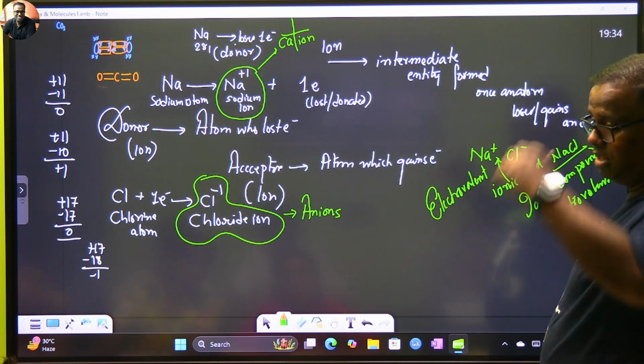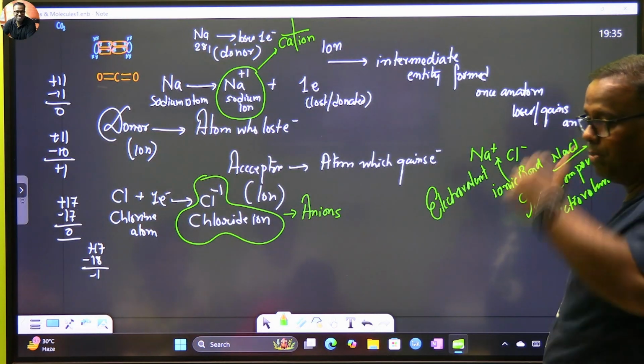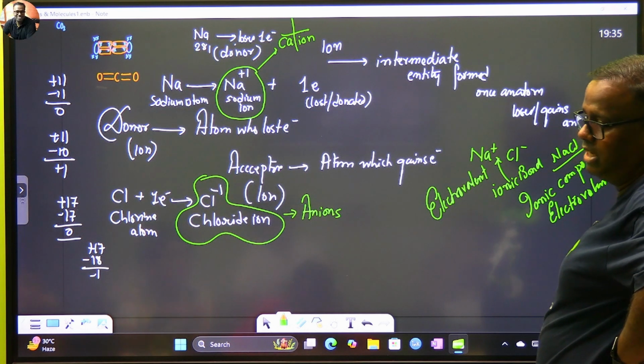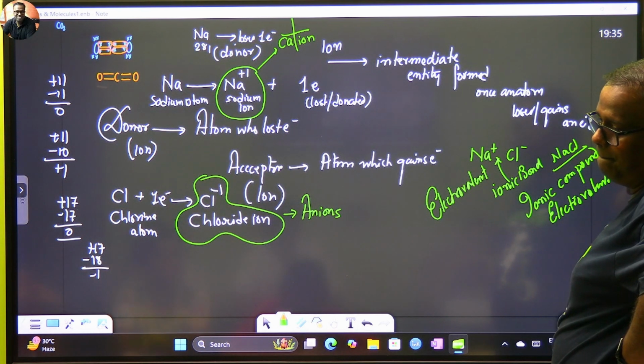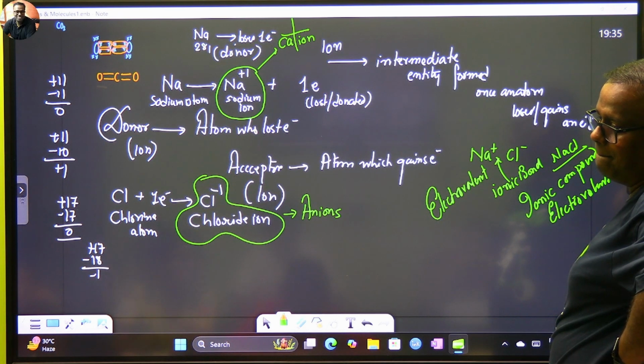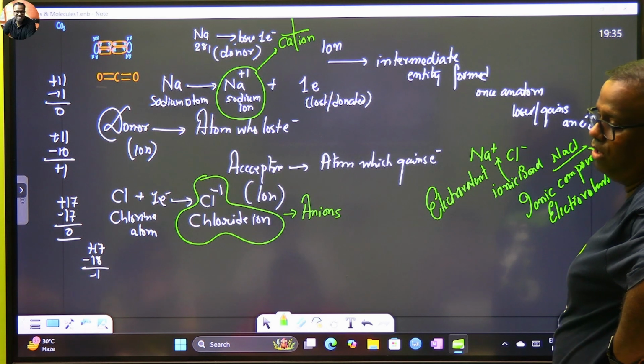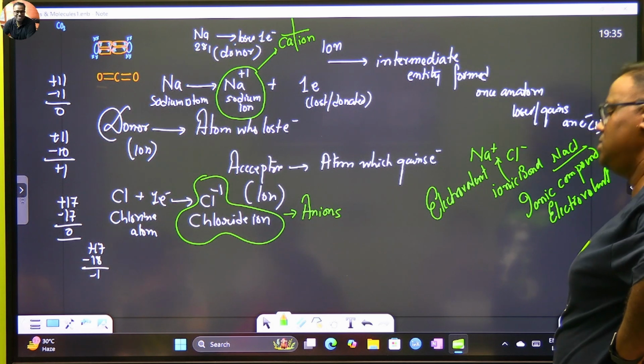Electrovalent compound. So in NaCl, Na is the positive ion, Cl is the negative ion. Yes. How do you know which ion gives away the electron? How did you get a positive charge? Because one positive charge is extra on you. How did you develop the positive charge? Tell me that first. That will answer the question.